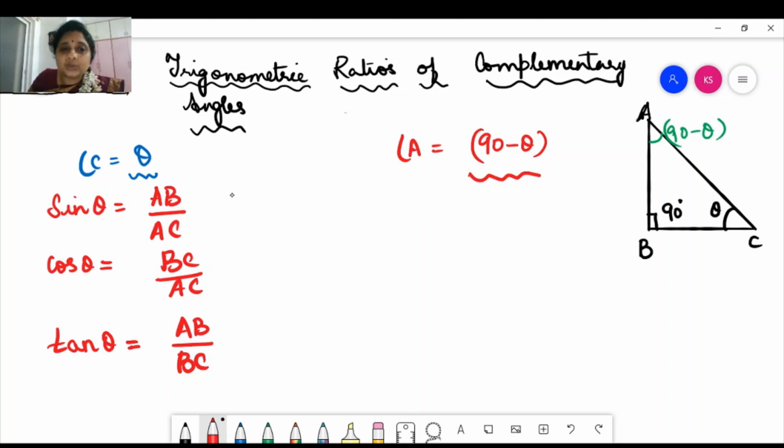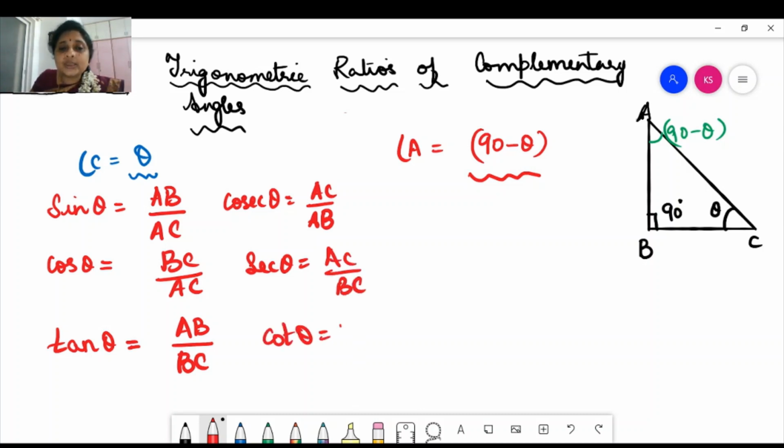Similarly, now we'll quickly move on to the reciprocal ratios. So cosecant theta is going to be AC by AB, and then secant theta is going to be AC by BC, and cot theta is equal to BC by AB. If you want to have a recap of all these trigonometric ratios, please do visit my previous videos. I've explained in detail about all these ratios.